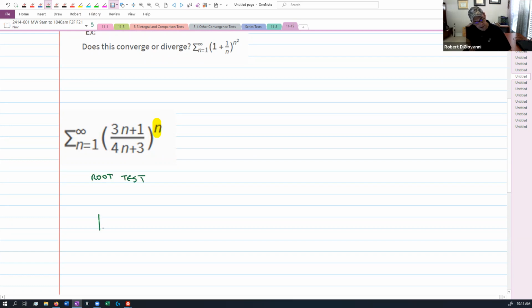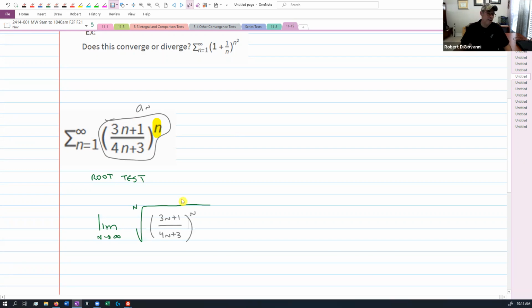And so what I'm going to do is take the limit as n goes to infinity of the nth root of the absolute value of this thing. Now, do y'all agree that this is our a sub n, that it's positive to begin with? Because everything in here is positive, and raising it to a positive power should be positive, right? So I don't need to take the absolute value. I can just put in here 3n plus 1 over 4n plus 3, all to the n.